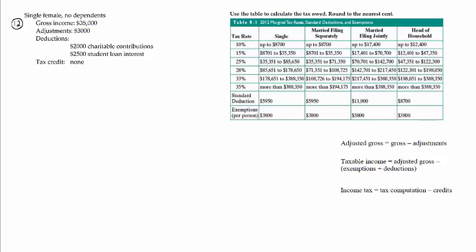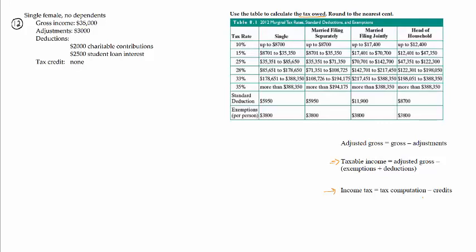Okay, so for number 12, I'm again asked to find the tax owed. So I need to figure out what the taxes owed are. And it's a little bit different than the last one in that the previous question I was given my taxable income, and here I'm not. So I'm going to have to compute my taxable income before I can figure out what my income tax is. So again, my income tax is going to be my tax computation minus my credits. In order to do my tax computation, I need to figure out what my taxable income is.